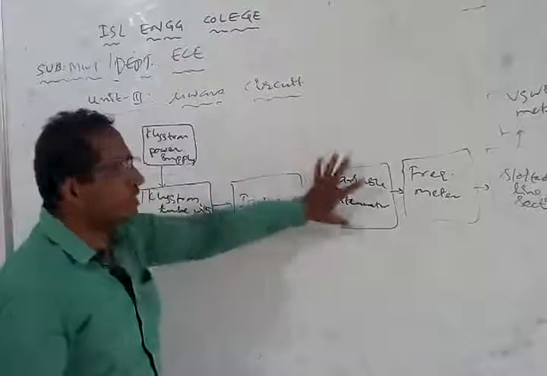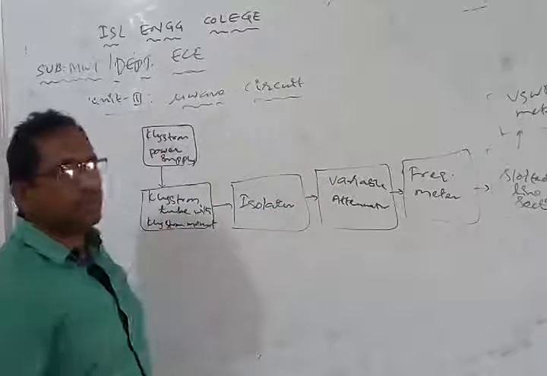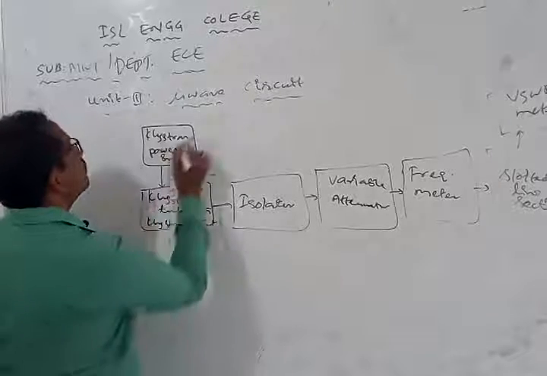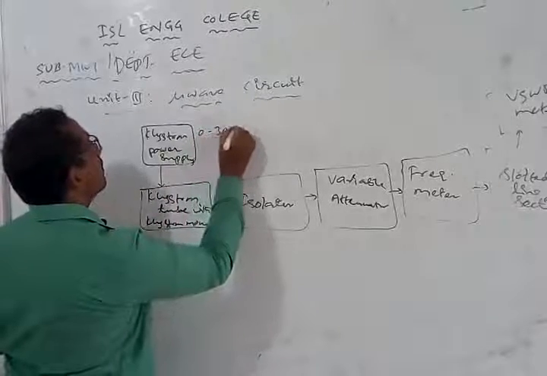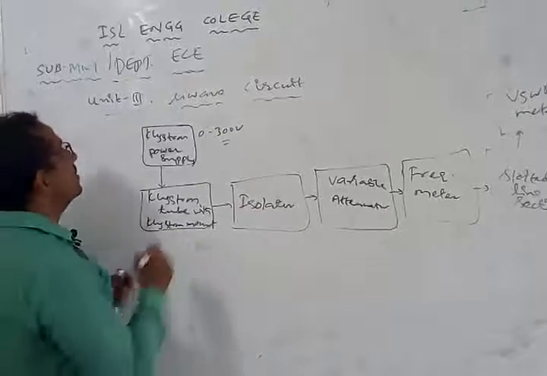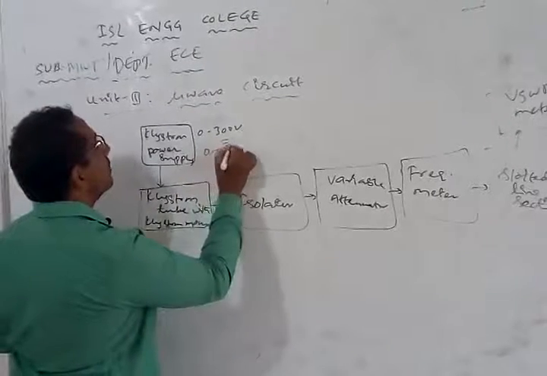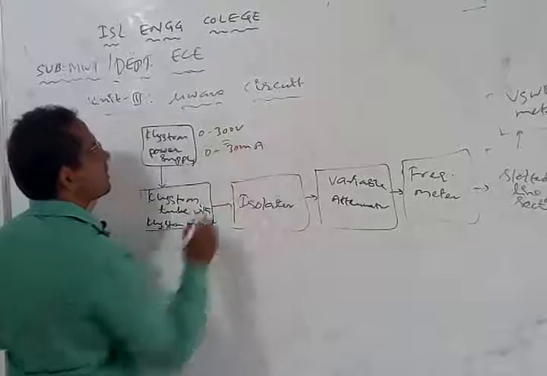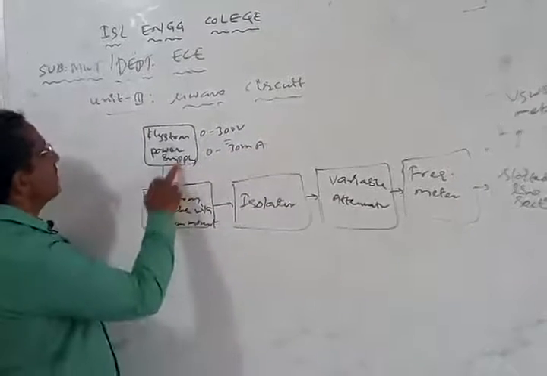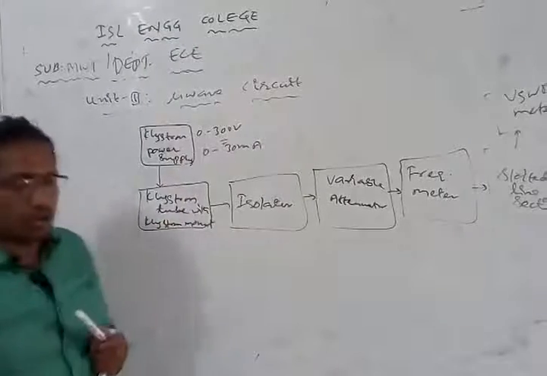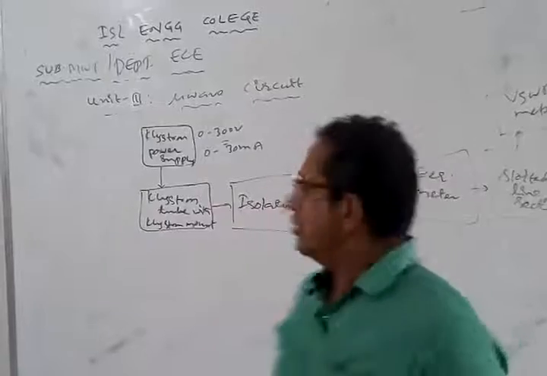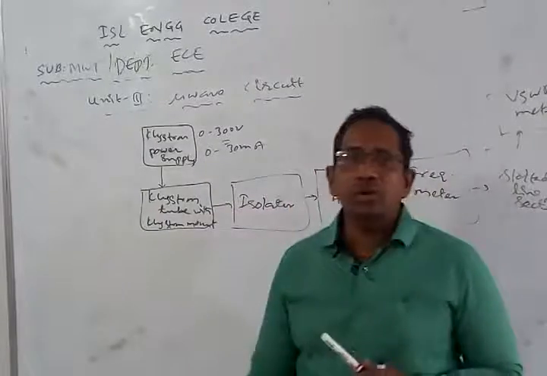For every electronic circuit to operate, we need a DC power supply. So this klystron power supply is going to supply around 0 to 300 volts of voltage. Next, it is going to supply around 0 to 30 milliamperes of current in our laboratory. Then this is supplied to a klystron tube. The klystron tube is known as a microwave oscillator, so it is going to generate the microwave signals.